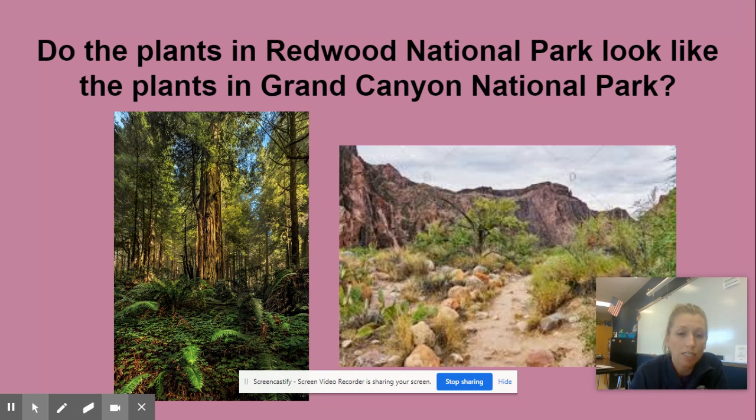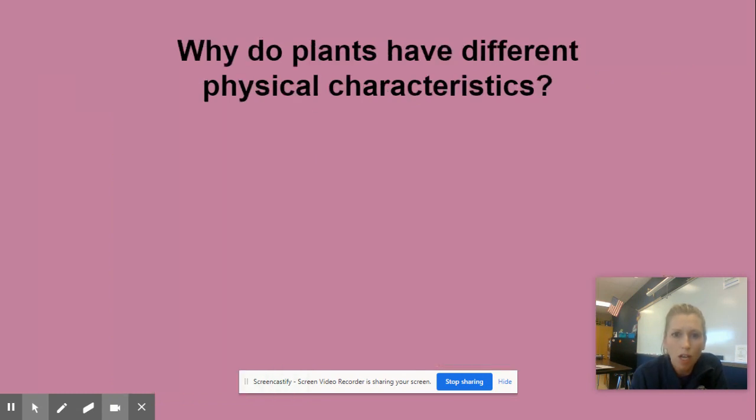The Redwood Forest is lush and green, with lots of plants, thick and tall. And then in Arizona, the Grand Canyon Park looks kind of dry and rocky and just not a whole lot of plants, right? They're not very tall and not very thick. So, why do plants look different? Why do they have different physical characteristics? That is what we're going to be talking about today.